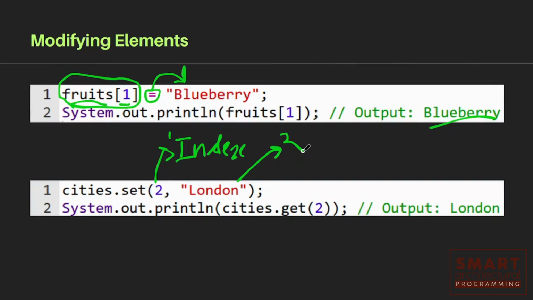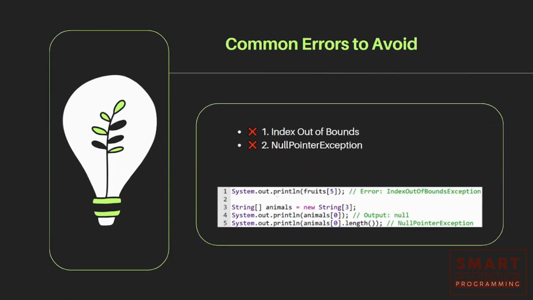So once you print the statement out, you'll see London is printed over here, and we assigned the London value to the second index in this function over here. So that's how we modify elements in Java. Simple, succinct, and easy to do. So now let's focus on some of the errors that you might want to avoid when working with arrays, and particularly accessing and modifying elements in arrays.